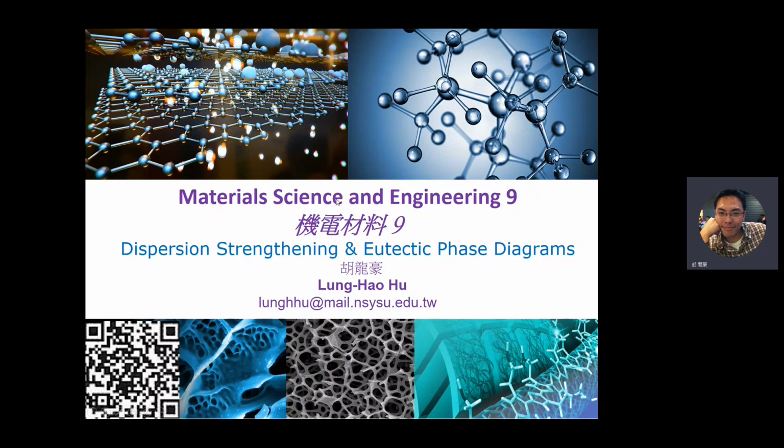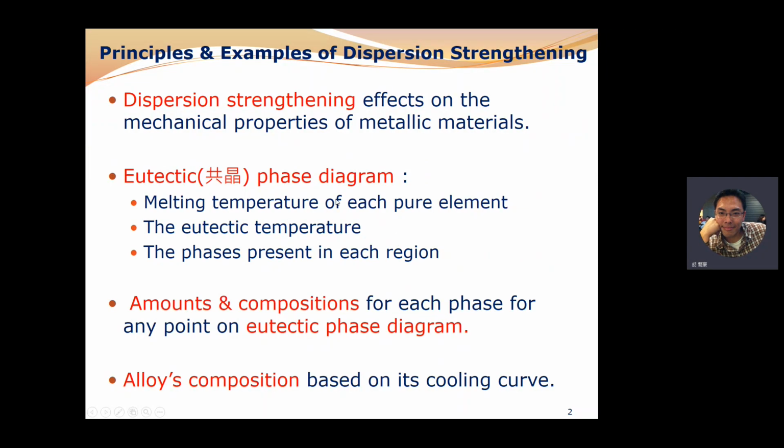Okay, so today we're going to discuss dispersion strengthening and the eutectic phase. What are the objectives in this chapter? What should we learn from dispersion strengthening and the eutectic phase diagram? We get to learn the dispersion strengthening effects, and what effect this has on the mechanical properties of metallic materials.